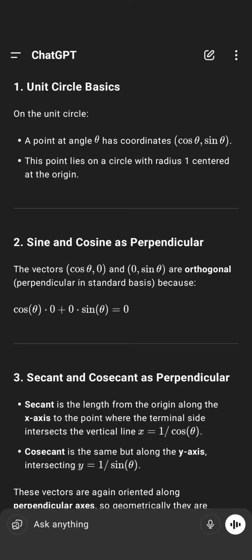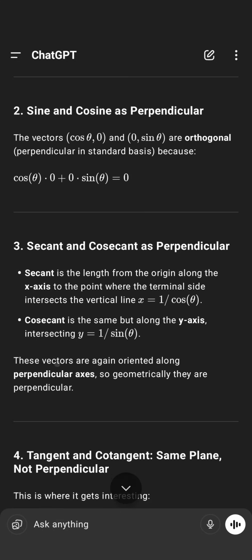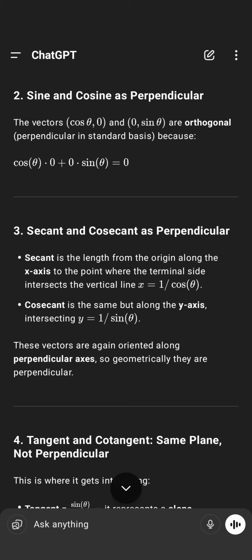Number 2, sine and cosine as perpendicular. The vectors (cosine theta, 0) and (0, sine theta) are orthogonal, perpendicular, and standard basis, because cosine theta times 0 plus 0 times sine theta equals 0.